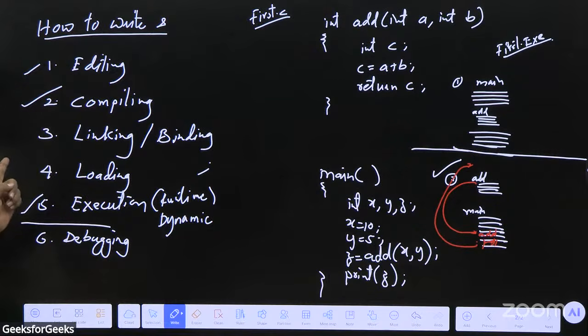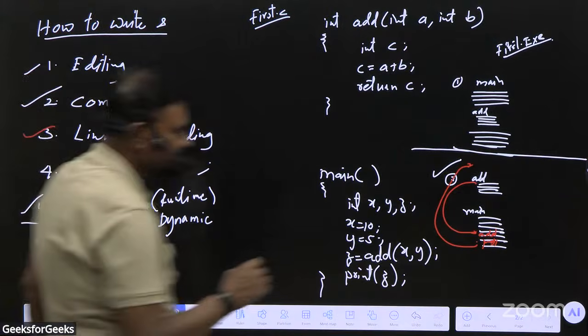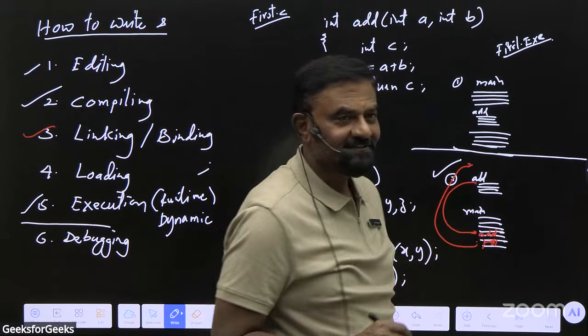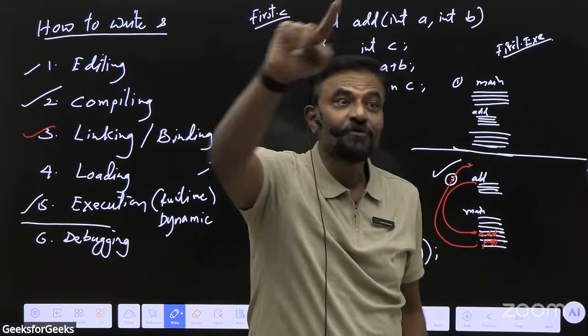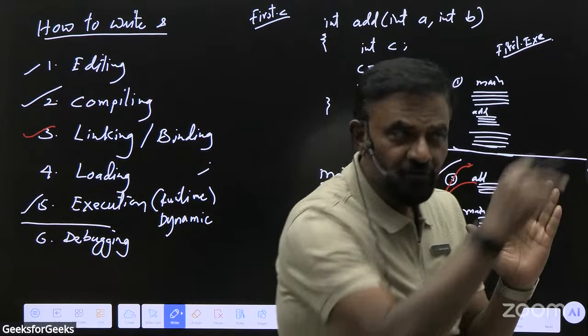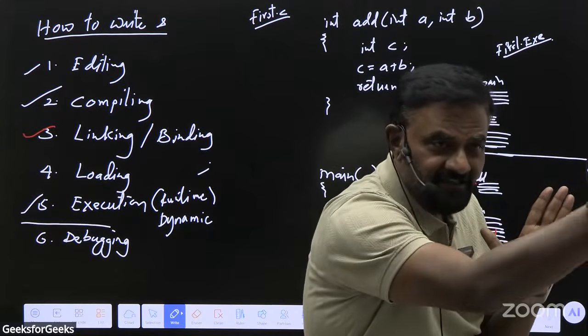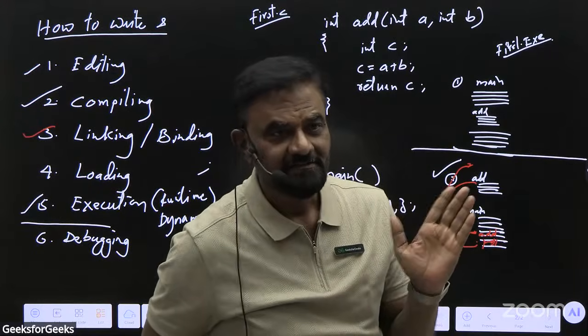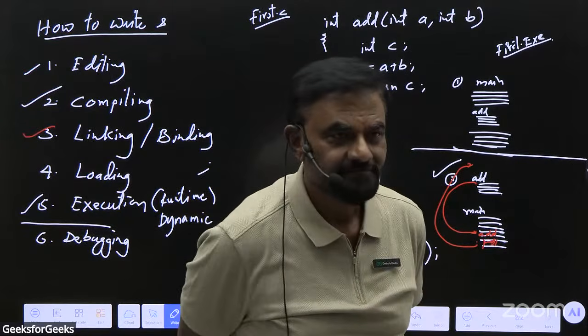Exactly, linking or binding. That is called linking or binding. So this we have finished. So these references are written. So add means there is that function. Go there and execute and come back. So in a book also, if you see this term, you will go to that page, read that thing, and come back again and continue reading. So the same way execution works.